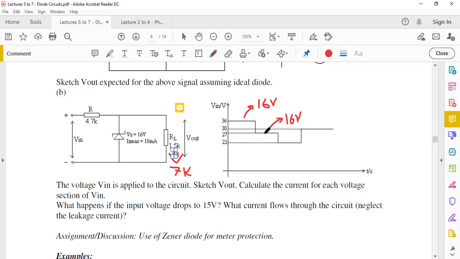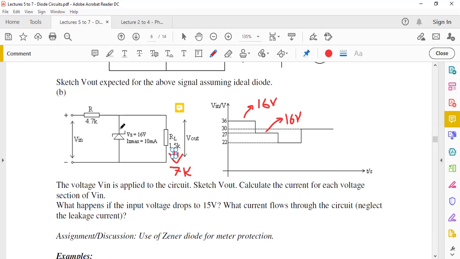But even here, for 27 volts with an RL of 7K, you're going to get the diode in a breakdown region, and so it's going to maintain at 16 volts. Now, if you put now the Vin at 22 volts, the same calculation, assuming it is 7K, so you take 7 divided by 11.7, multiply by 22. Now we get a voltage of 13.2 volts here.